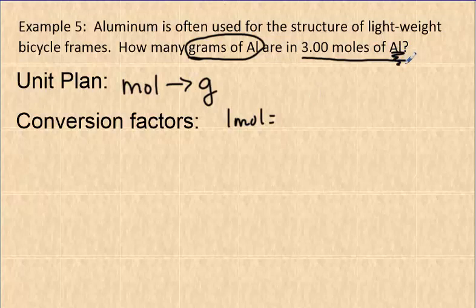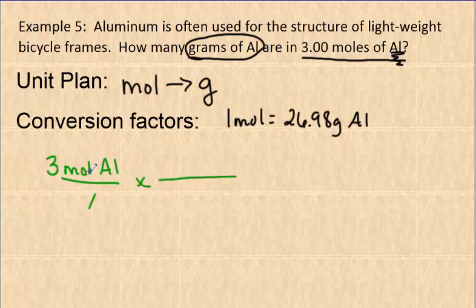Alright, so we're looking at aluminum. This is why we need to know we have aluminum. And on the periodic table, it tells us that aluminum is 26.98 grams per mole. So this is specifically for aluminum. Okay? So let's set this up. Now we're going to always start with our given. So 3 moles of aluminum.